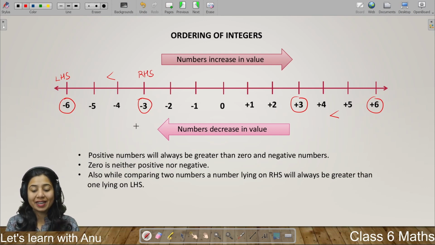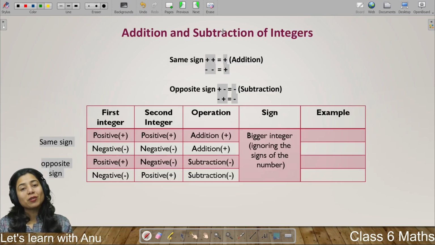Now moving ahead, we can perform various operations on integers, but in this grade we are going to learn about addition and subtraction of integers only.